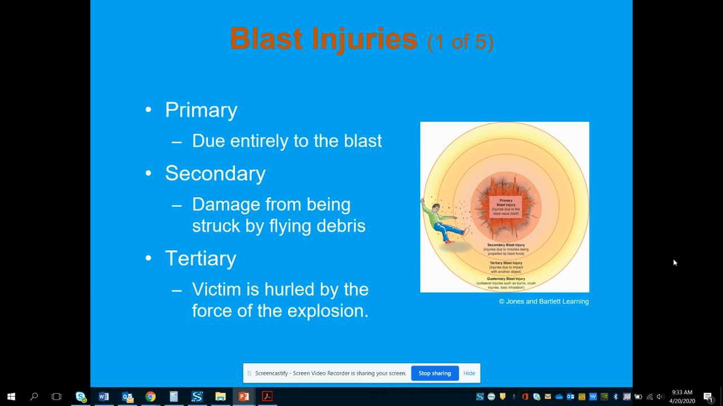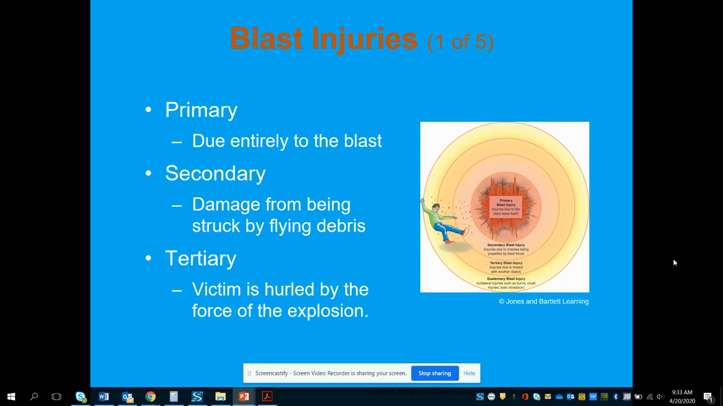Blast injuries are going to be from an explosion. What you see here in the picture really outlines each one of these, and I'll go over them really quickly, and then we'll move on and take a look at the next couple slides. Right where the blast occurs is where you'll incur primary blast injuries. These are injuries due to the blast wave itself, that pressure change. This is where you're looking for potential injury to eardrums, lungs, and hollow organs. That's the type of thing you're looking at with primary blast injury.